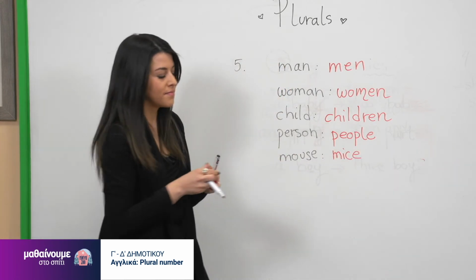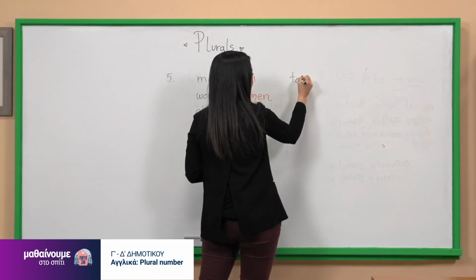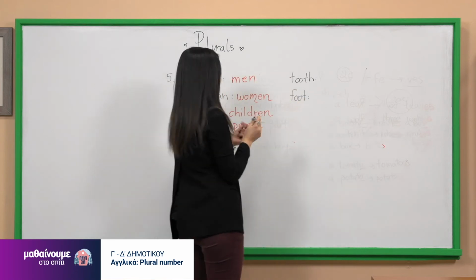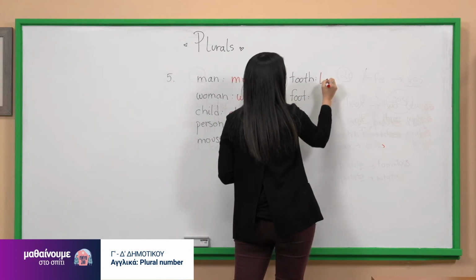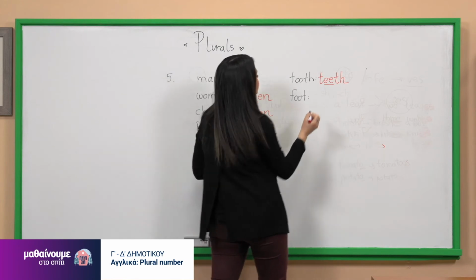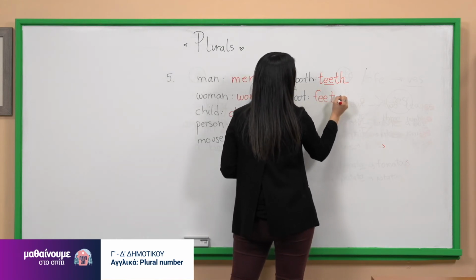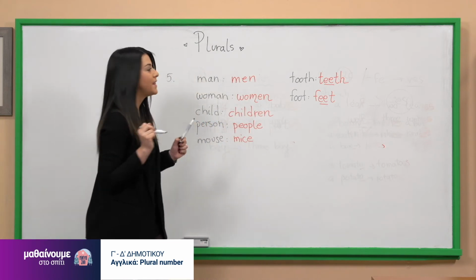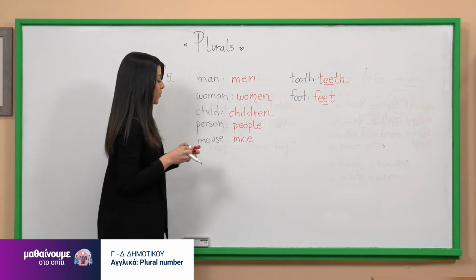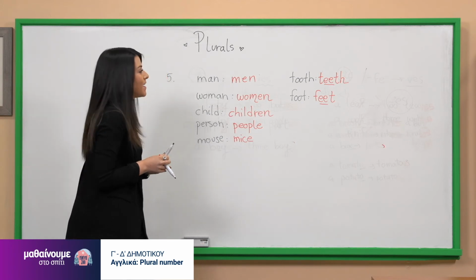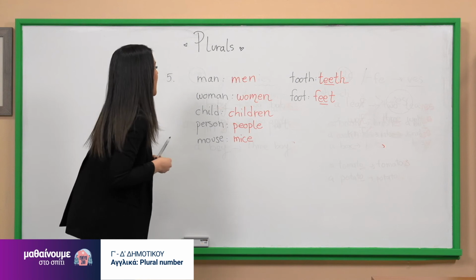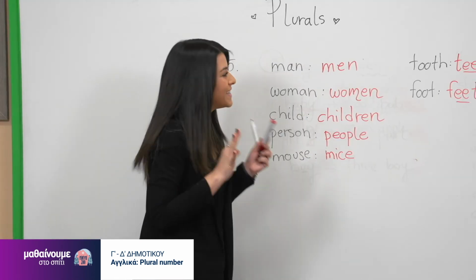So, first category. Second one, tooth, δόντι, and foot. Okay? So, tooth becomes teeth. Double E. You take the double O and you make it into a double E. And the same goes for foot. It becomes feet. So, okay, you see these? We have man, woman, child, person, and mouse. And then we have tooth and foot. Okay? So, these are very important so that you can remember how we can change them.